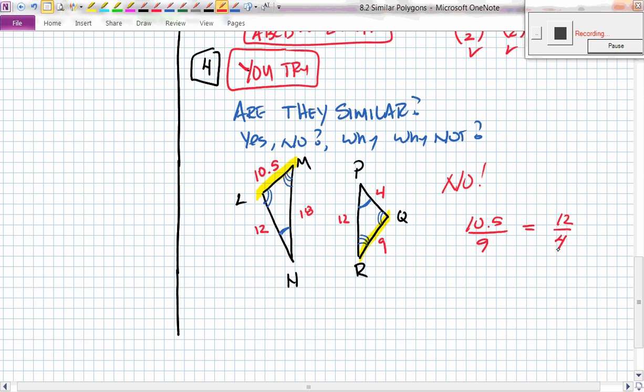12 and 4. So do we agree with that? Is that true? Is the 12 and the 4 in the right spot? Yeah, do we agree with that? Okay, so since the 12 and then the 4 are there, and these are not in proportion to each other, these objects are not similar. Did everybody get that?